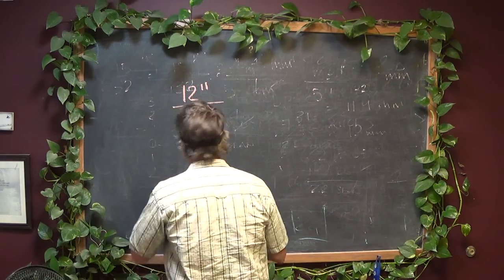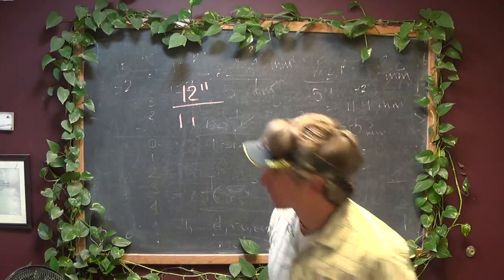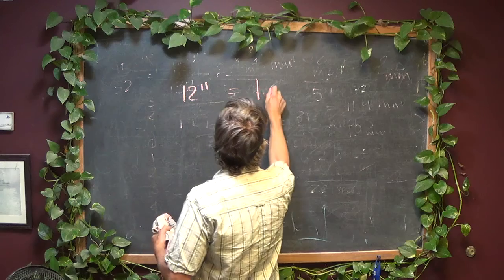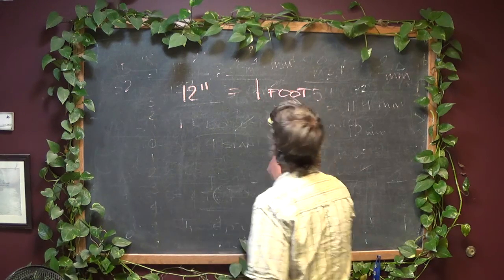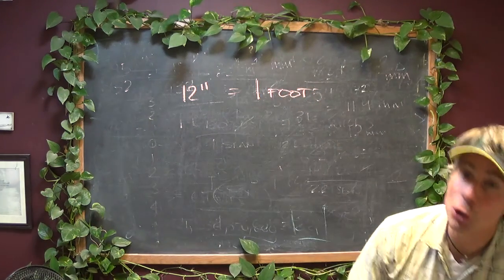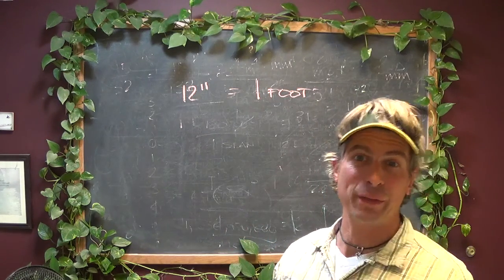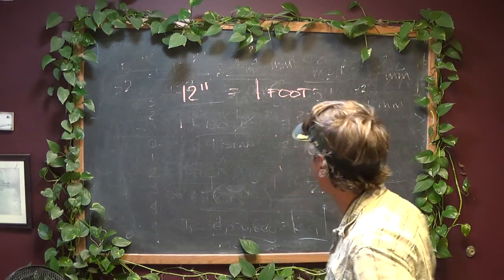Well, we'll start with this. 12 inches equals 1 foot. I want to bring a little bit of algebra into this. So we started with that. Now we did this 2 different ways. I'm going to do it one way here on the board, and I'm going to let you do it the other way if you need to understand why it's clear.